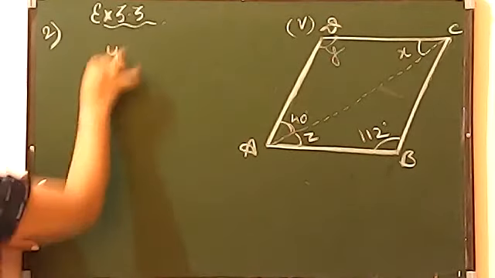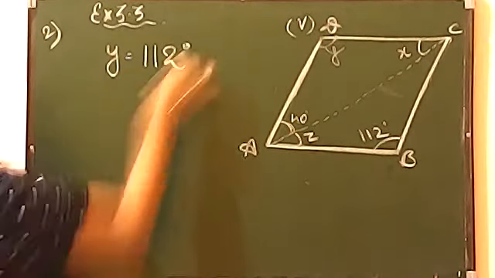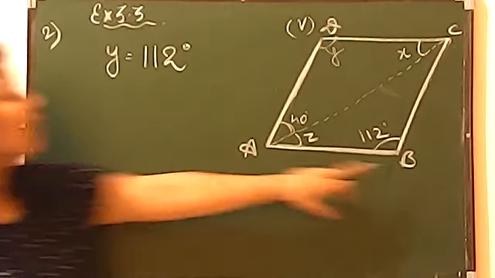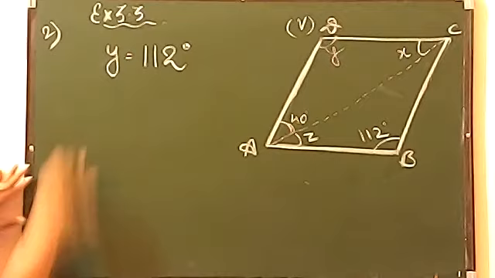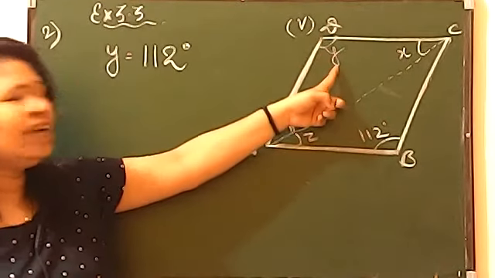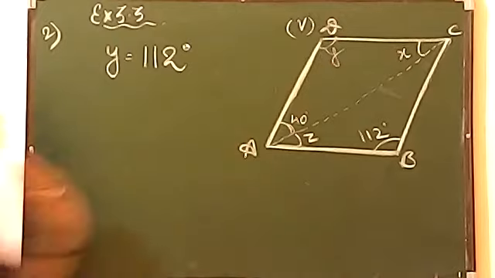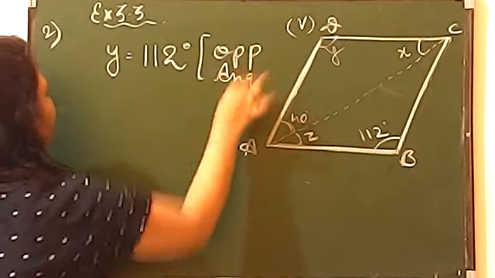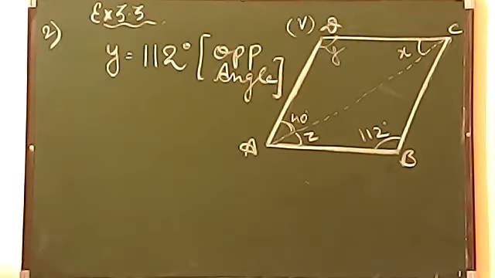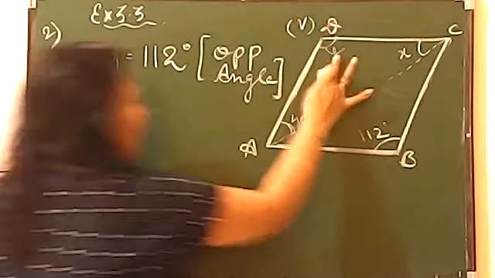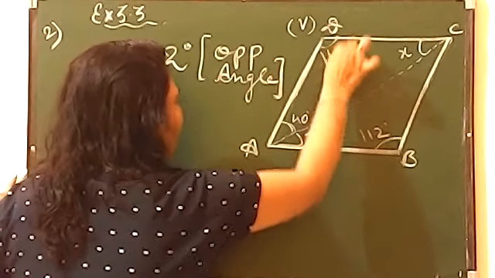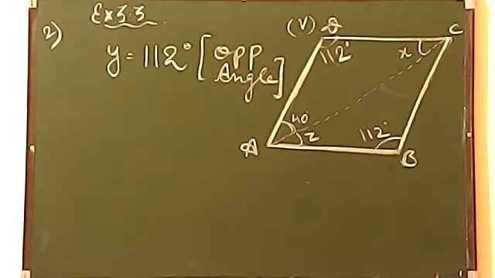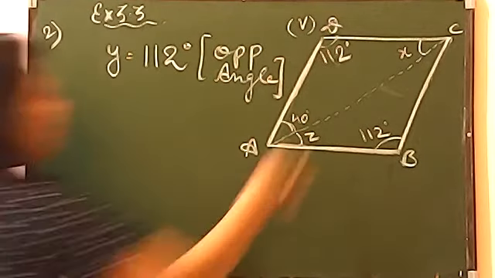Angle Y, 112. First, this B of yours will be equal to D. D means Y, so Y will be 112. The reason is opposite angles. So first we got the value of Y. Now that we have Y, I am going to rub this and write 112. Now see the triangle DAC. Can you all see triangle DAC? This triangle.